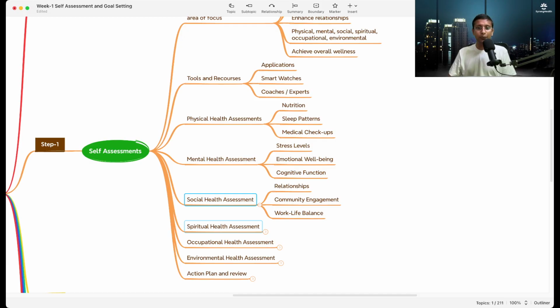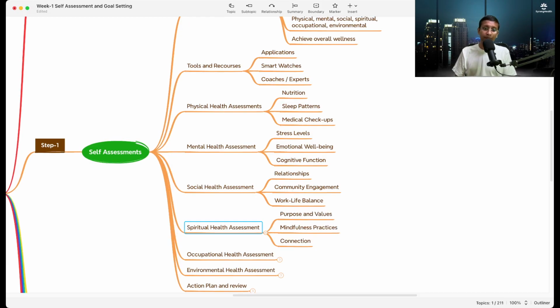And then you need to assess yourself about spiritual health. What is the purpose of my life? What value systems do I have in my life? How can we practice those things and practice mindfulness? How can we connect ourselves to nature, to the Supreme Lord, and reconnect ourselves with ourselves? This is very, very important.